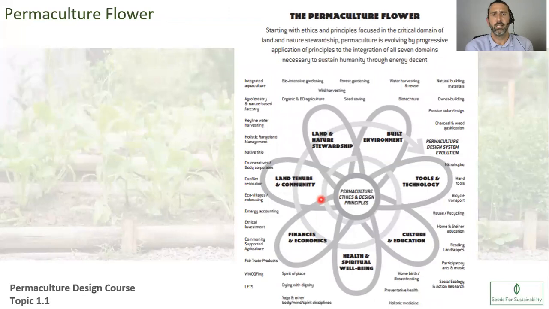So now, this is the famous Permaculture Flower. I would not like to go here into depth, because you will see one of your exercises at the end will be to look at it a bit more in depth, so we don't have to do that now. You will see lots of things associated already with permaculture, from land tenure and community to built environment, tools, culture, and even spiritual well-being. We see lots of spheres covered in permaculture.